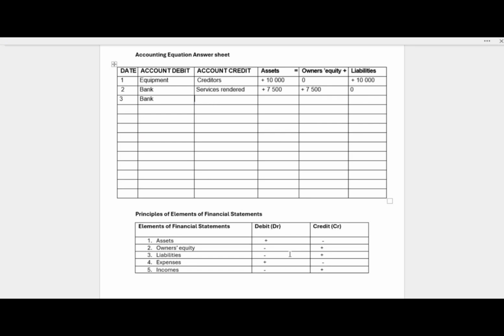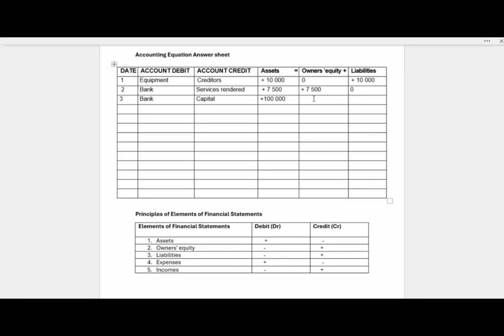So there's an increase in owner's equity because the owner is putting more investment or more money into the business. And owner's equity increases on the credit side. So you come on the credit side and say capital. And then the owner increased this capital by 100,000 because he increased, remember, from 200,000 to 300,000.